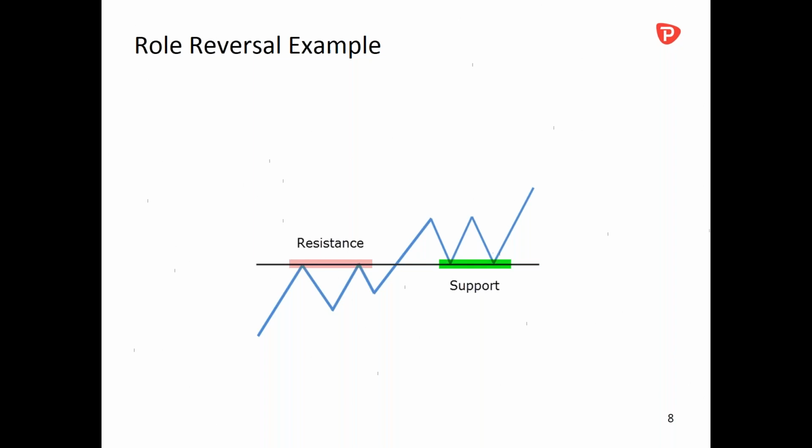It can also be 1. So we can see here that the market is going up in a bull market. It's hit a resistance point. It's come back. It's hit the same resistance point. And then at some point it's broken through.